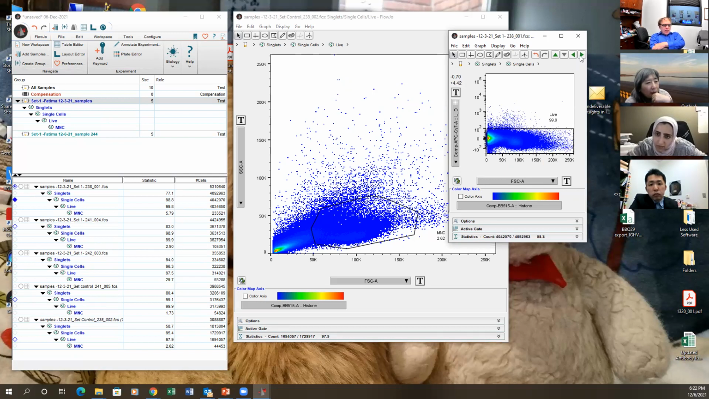But the thing is you didn't lose a lot of cells. When you count 5 million events, a lot of them are beads. That's right. So what you've got to do is somehow not count beads as events. I thought there was a way to do that, like adjust something when you do it so you don't count beads as events.